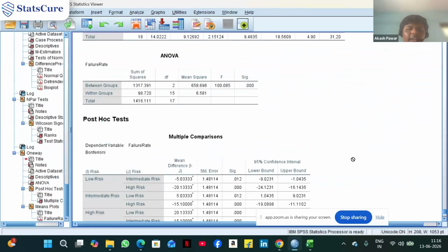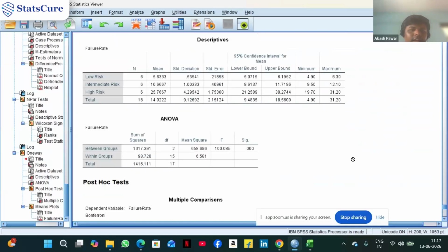So in the output, it will show you an ANOVA table, what we call it. First, it will give for each of the factors, low risk wise, how the distribution of data is: the mean, the standard deviation, lower bound, upper bound for the mean, and the minimum and maximum. So you may see low risk is 5.6, intermediate is 10, high risk is 25. It gradually increases.